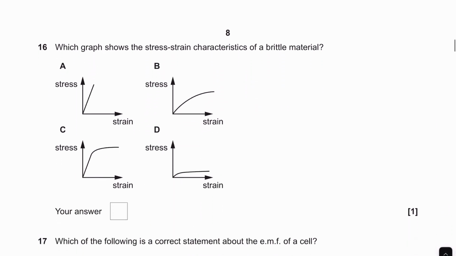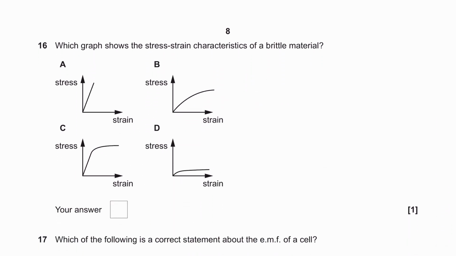Question number 16. Which graph shows the stress-strain characteristics of a brittle material? Remember, brittle material is something that breaks quite easily, has very little elastic region and basically no plastic region. The best case scenario here will be A. Even if we had a little tip to show the elastic region, it can have it. Very little. That would have been an acceptable answer, but none of the other options match because they have very high plastic regions. So I'm going to go for A as my answer.